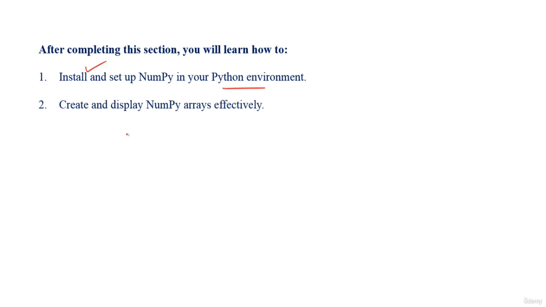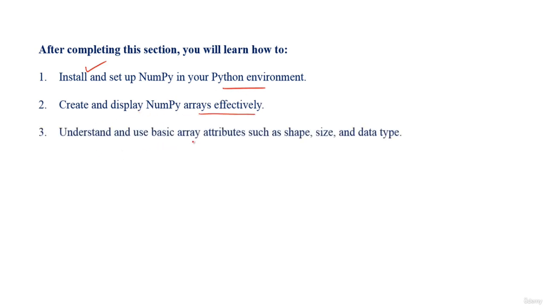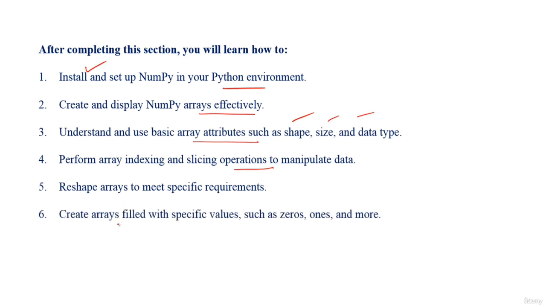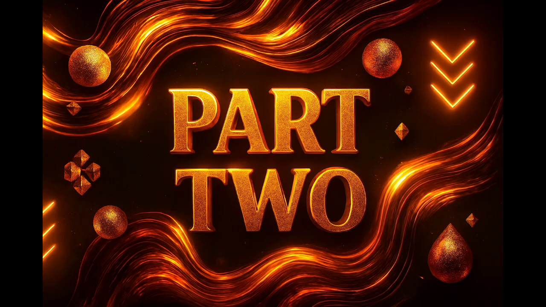After this section number 1 you will be able to, for example, install and set up NumPy in your Python environment, create and display NumPy arrays effectively, understand and use basic array attributes such as shape, size and data types, perform indexing and slicing operations to manipulate data, reshape arrays to meet specific requirements, create arrays filled with specific values, for example zeros, ones and more. So these are the points you will get at the end of this section number 1.